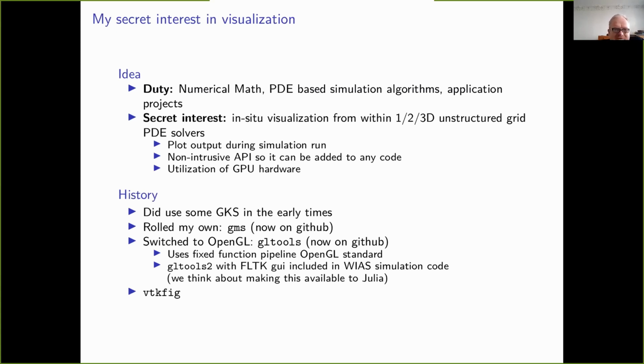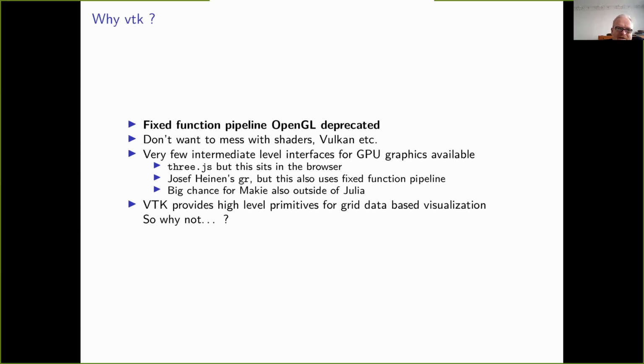Okay, so VTK. I was scared by the news that the fixed function pipeline of OpenGL is deprecated because, in fact, the API of this is really easy to use and very intuitive. It's very easy to figure out how to draw a triangle, a line, a point, and some characters. Based on this, you can set up quite complex visualization stuff, also for 3D. And I didn't want to start messing around with shaders, Vulkan, or wherever this goes.